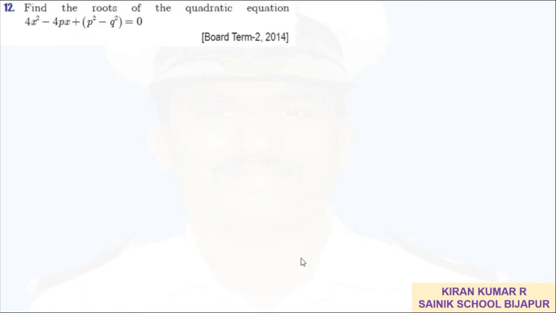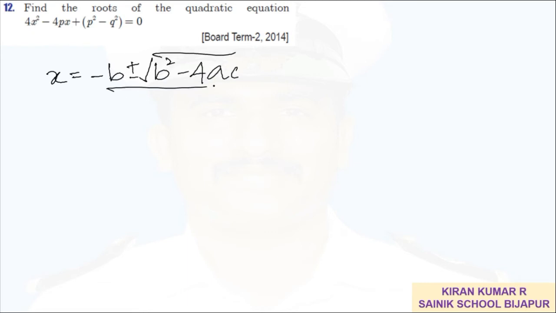At the next question, question 12, find the roots of the quadratic equation. For this, let me use the quadratic formula again. X is equal to minus b plus or minus root of b square minus 4ac divided by 2a. Let me substitute. What is a value? It is positive 4. What is b value? It is negative 4p. What is c value? It is p square minus q square.